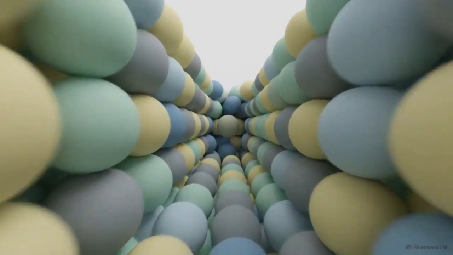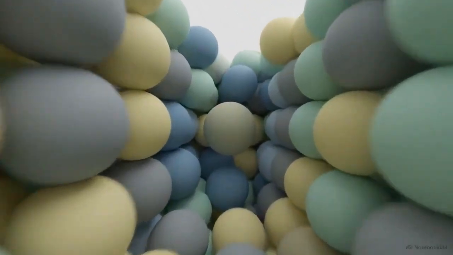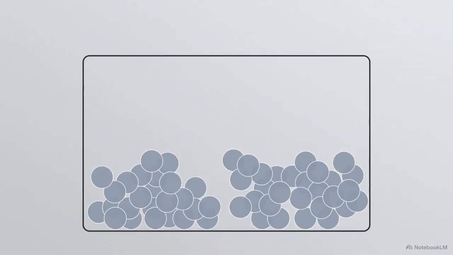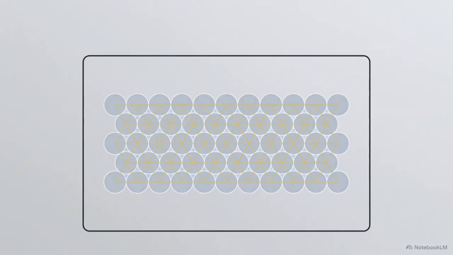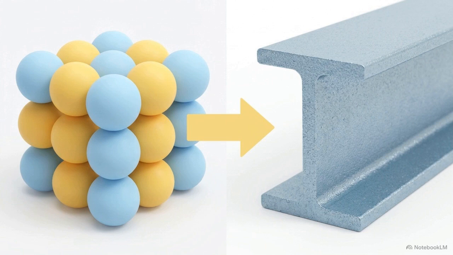When we look at a block of iron or copper, our eyes report a continuous, impenetrable wall of matter. But if we zoom in past the macroscopic scale, atoms are packed as tightly together as physics allows, nesting into the gaps between their neighbors to minimize the volume. Understanding how these microscopic spheres arrange themselves is the first step to manipulating the physical properties of our macroscopic world.